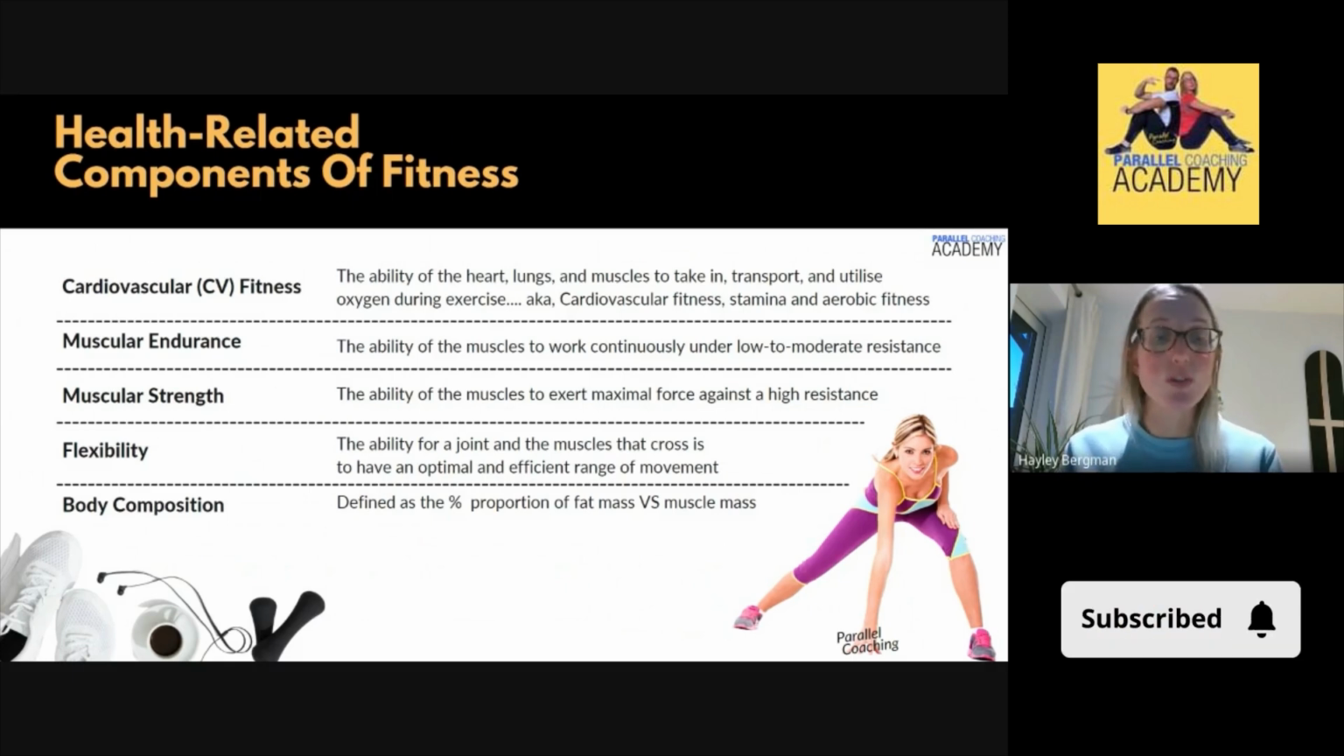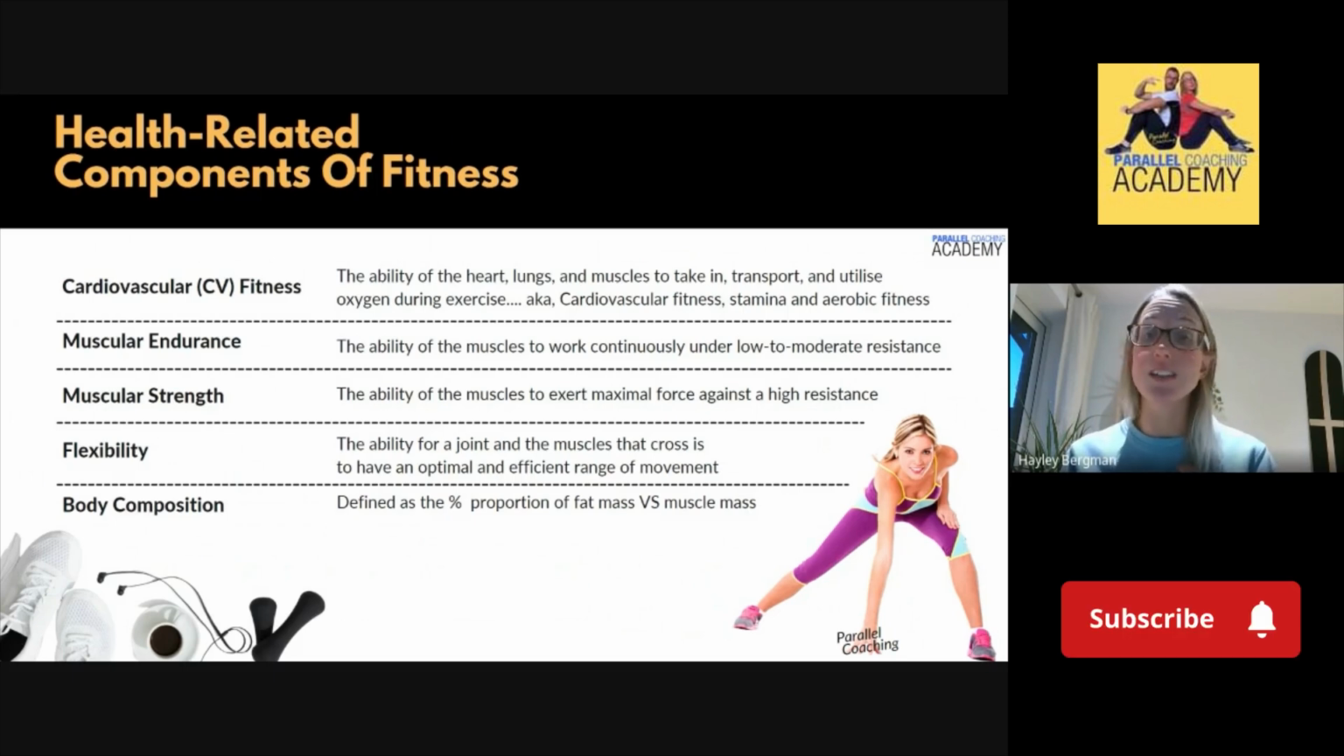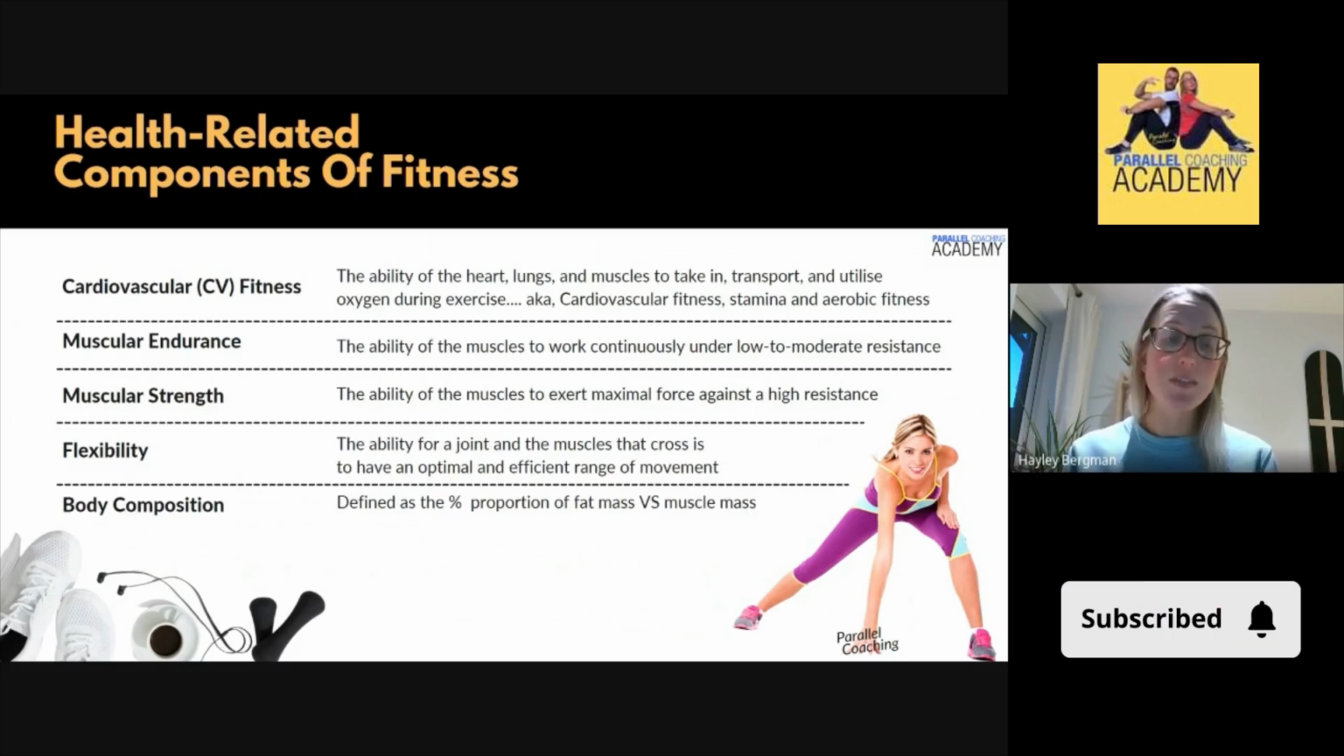That's why it's called cardiovascular fitness. So cardio meaning the heart, vascular meaning the blood vessels. Then we've got muscular endurance. This is the ability of the muscles to work continuously under low to moderate resistance.